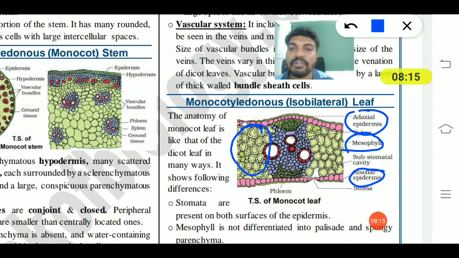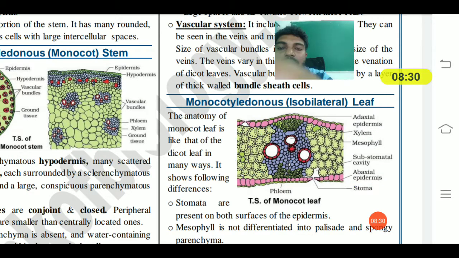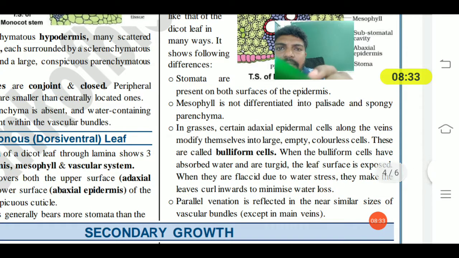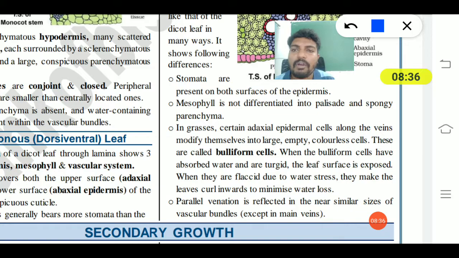They are oval or round in shape, and they contain numerous chloroplast pigments that are actively involved in photosynthesis. Got it? And here there is another striking character. Some of the upper epidermal cells, the adaxial epidermal cells, form large, empty, colorless cells called bulliform cells. The bulliform cells become flaccid or turgid so that the leaf reduces water stress. So they make the leaf curl towards the inner side. That is the main striking character of a monocotyledon leaf or isobilateral leaf.